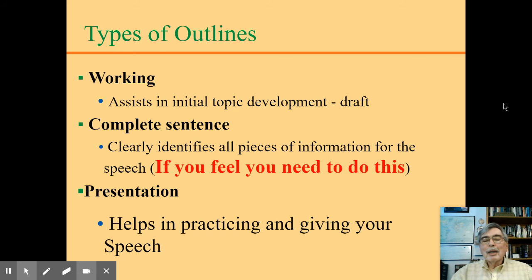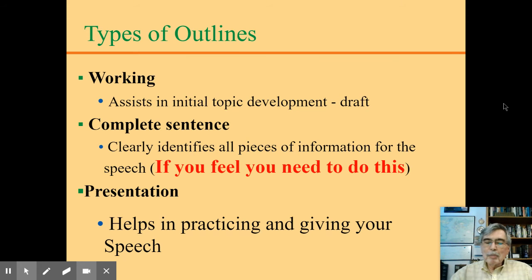All right. Now, a complete sentence outline. This is where you would write a speech out word for word. Honestly, I hope none of you do that, at least for my class. I don't see any value in it at all, because it's a lot of work. And the moment you start doing that, if you write it out word for word, you say, "Oh, Ray, I can't figure it out if I don't write it out word for word."